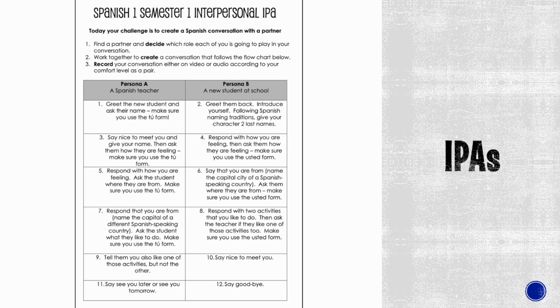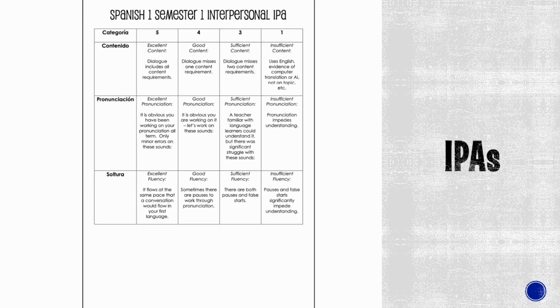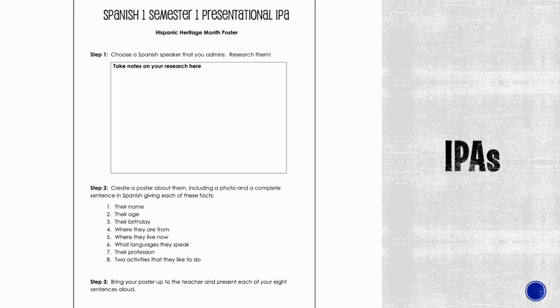Or if you don't want your students to have that much guidance, if that feels a little too much, you can give them this version that just gives them the broader prompt and then some basic requirements about content to build in. Either way, the rubric is the same. It's currently defaulted to 15 points based on content, pronunciation, and fluency, but it's all editable. So if there's something you need to change, you can do that.